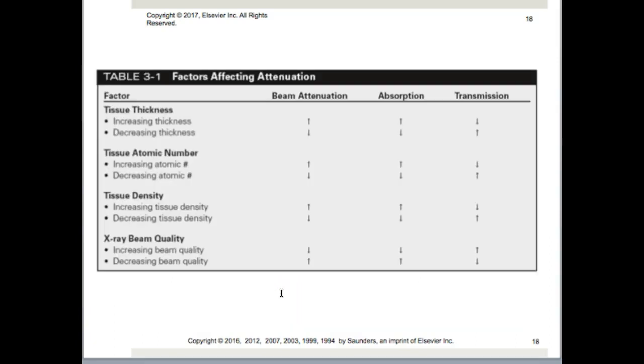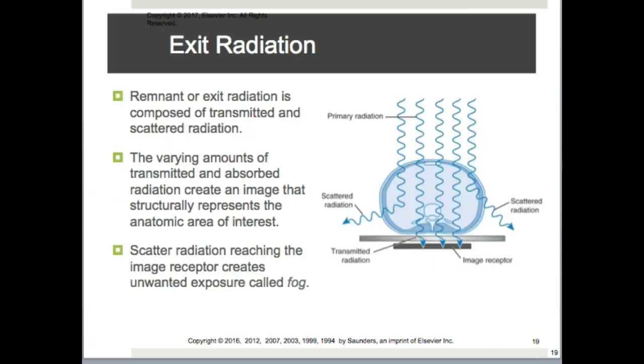All right, so factors affecting attenuation. If we look here, we have tissue thickness, tissue atomic number, tissue density, and X-ray beam quality, and you have your beam attenuation, absorption, and transmission. With increasing tissue thickness, there's going to be more attenuation of your beam, more absorption within the patient and less transmission. If you have a decrease in thickness, there's going to be less attenuation of your beam, less absorption and more transmission. You can go through this whole chart and take a look at that. It's really important you understand how this works.